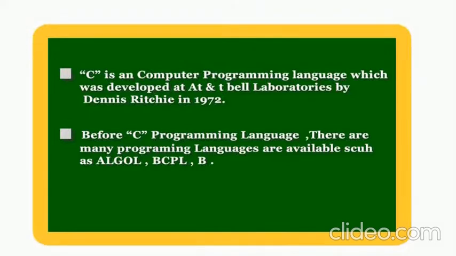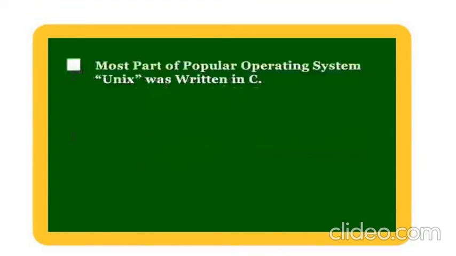So, to overcome this problem, the need arose for a programming language which can be applied to any field. It can be used to write system software and application software, to design games, and to write operating systems and more. With the help of such a need, the C programming language evolved. Most of the popular operating system Unix was written in the C programming language.